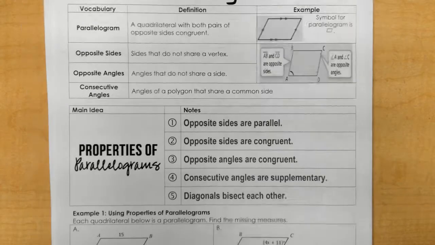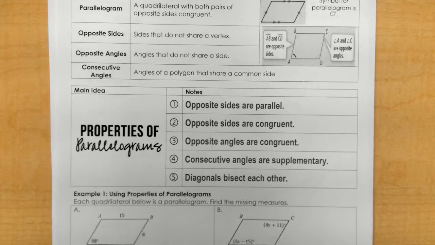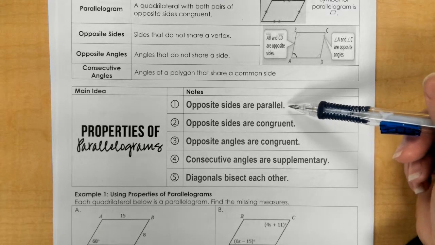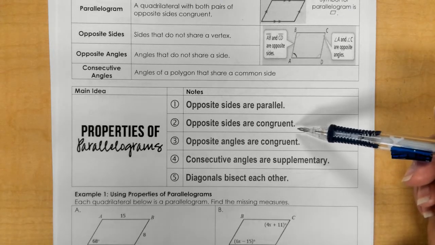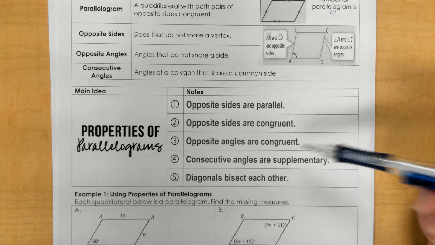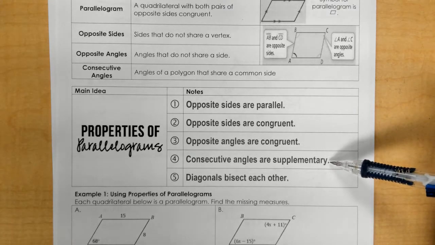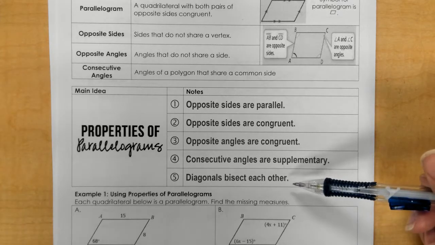So what are the properties of parallelograms? These 5 properties you will see come up over and over again. First of all, opposite sides are parallel, opposite sides are congruent, opposite angles are congruent, consecutive angles are supplementary, and diagonals bisect each other.